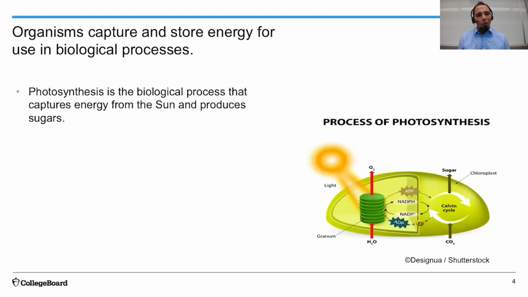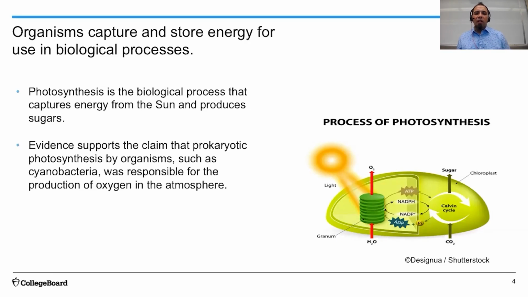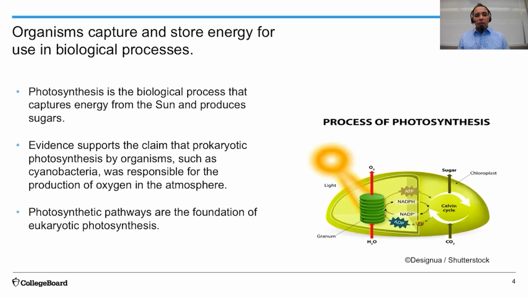So the first thing, organisms capture and store energy for use in biological processes. Photosynthesis is that biological process. That is the process that captures energy from the sun and produces sugars. And evidence supports the claim that prokaryotic photosynthesis by organisms such as cyanobacteria was responsible for the production of oxygen in the atmosphere. So these early prokaryotes were responsible for the production of oxygen in the atmosphere, which is important. And finally, photosynthetic pathways are the foundation for eukaryotic photosynthesis.